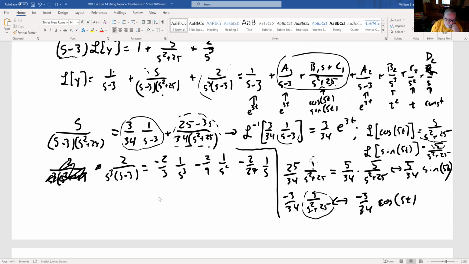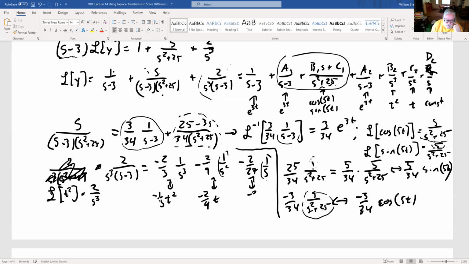This, remember that the Laplace transform of t squared, we have to be a little bit careful with, is 2 over s cubed. So this term is minus 1/3 times the Laplace transform of t squared. 1 over s squared is just the Laplace transform of t. And 1 over s is just the Laplace transform of 1. So this is the Laplace transform of minus 2 over 27.